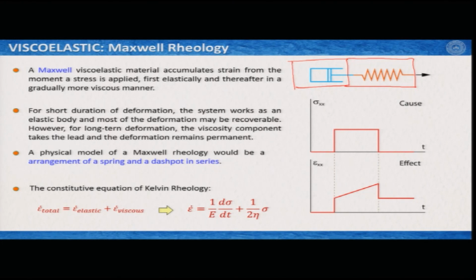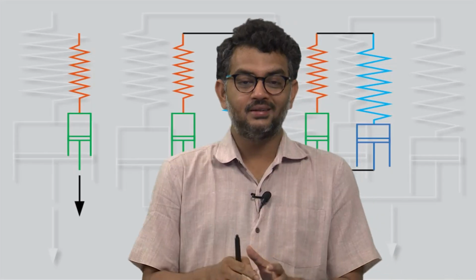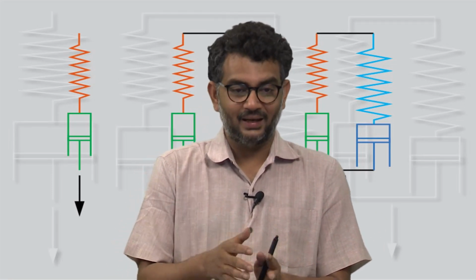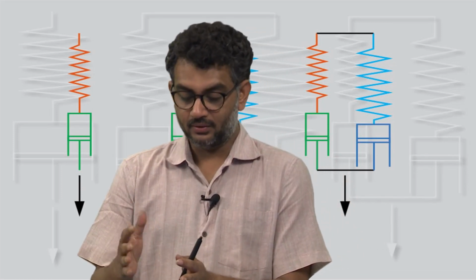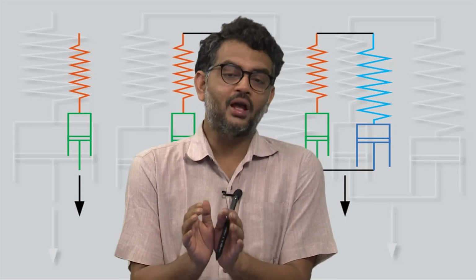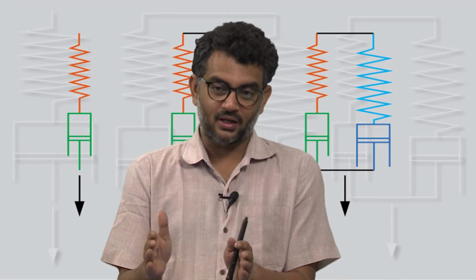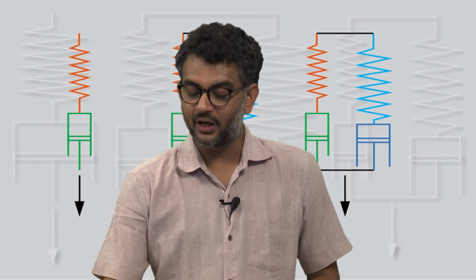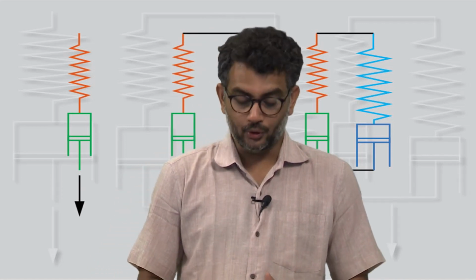So it deforms immediately the moment a stress is applied, first elastically, and then it goes gradually in a viscous manner. Therefore, for a short duration of deformation, this system works as an elastic body, but later this goes to a viscous manner. This short duration of deformation in most cases is recoverable, because then it is independent of the dashpot, and only the spring plays the role.